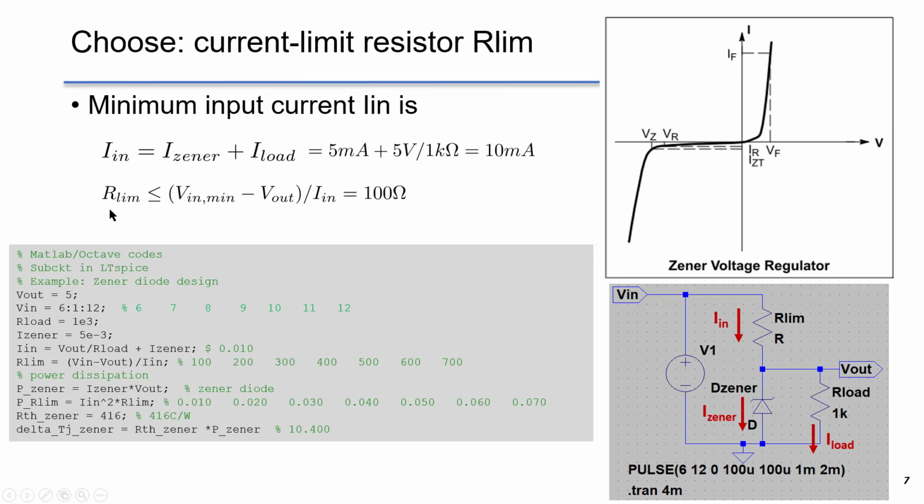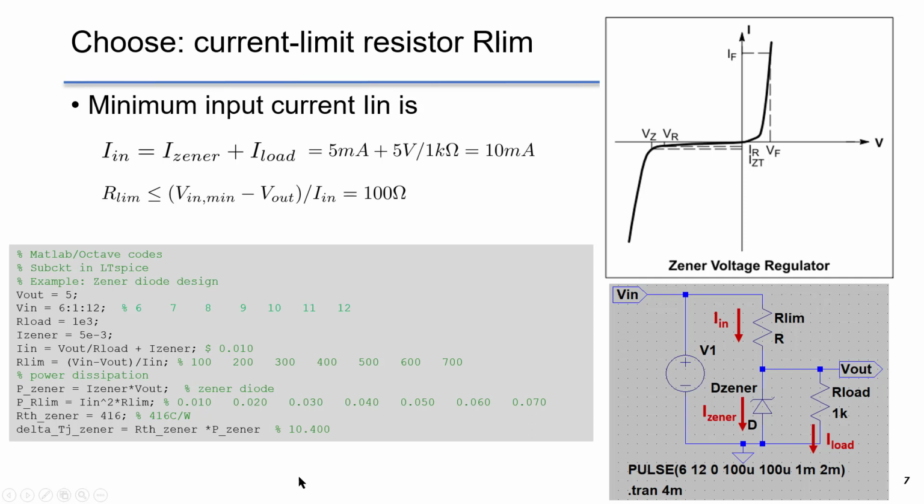The current limit resistor is the minimal input voltage minus V out, divided by the minimal input current I in, which is 100 ohm. The R limit must be less or equal to 100 ohm so that we can provide at least 10 milliamps.